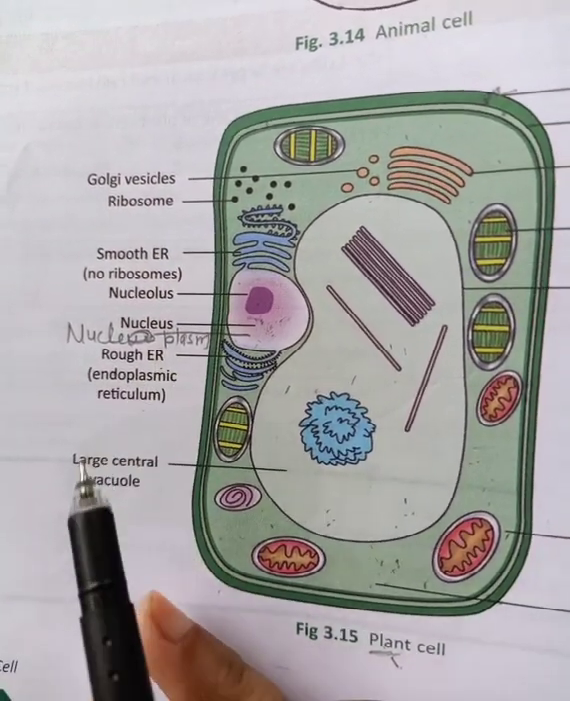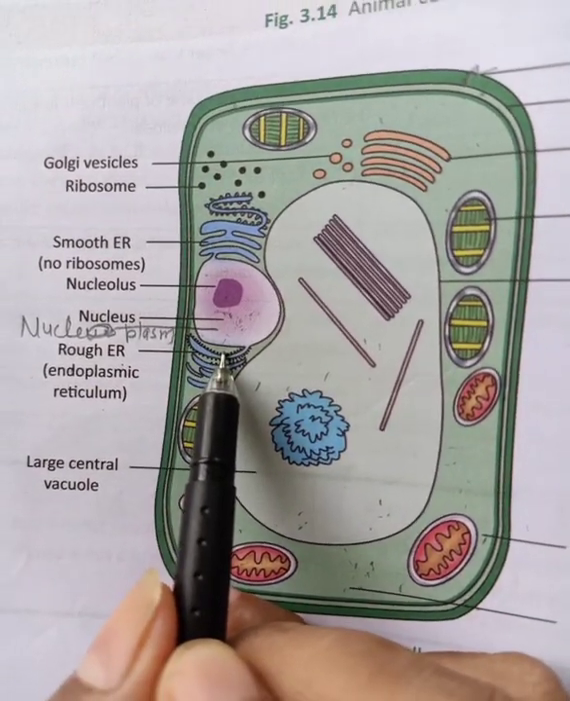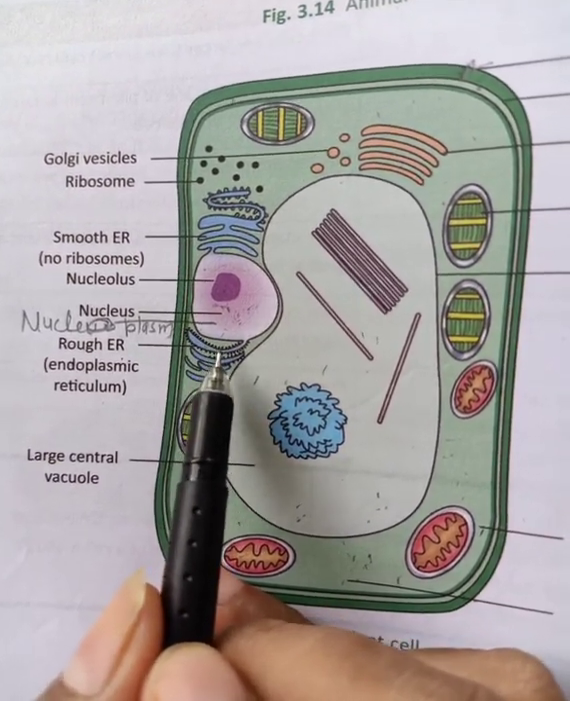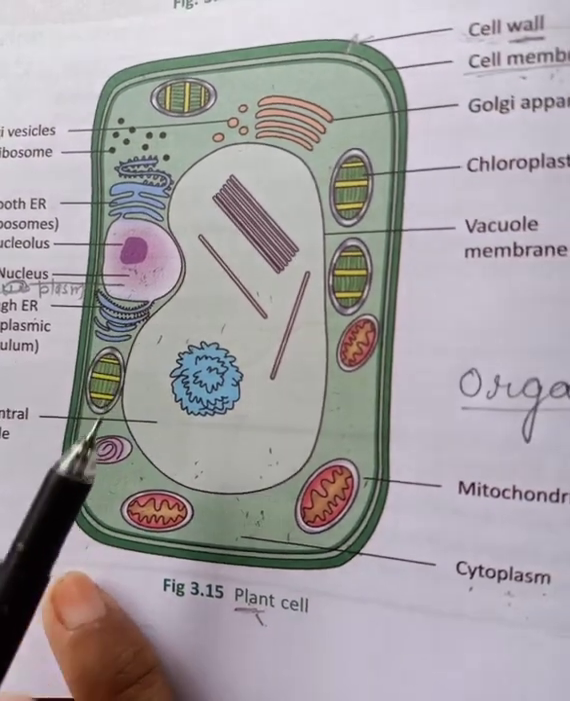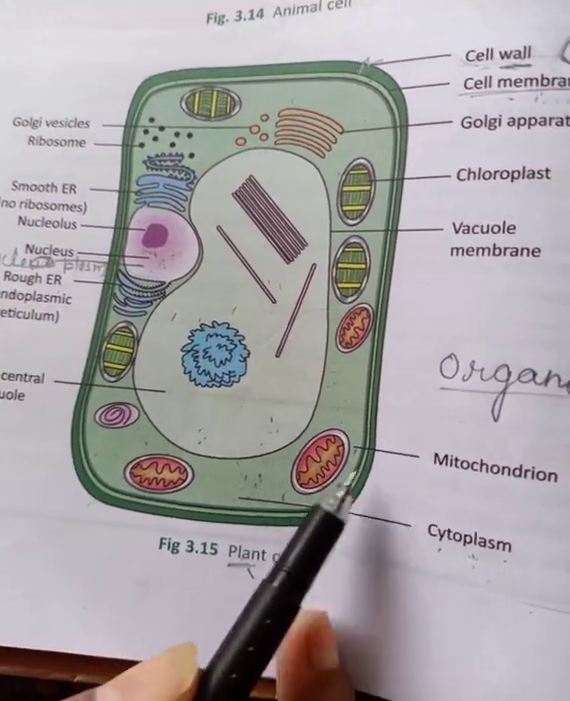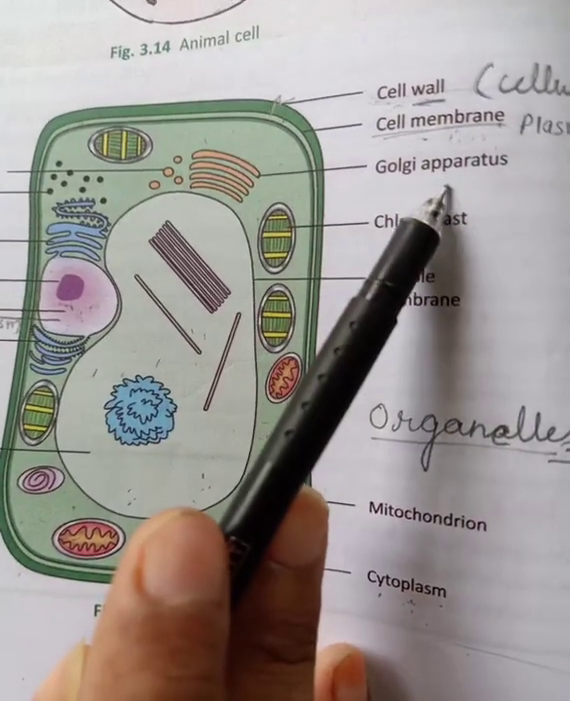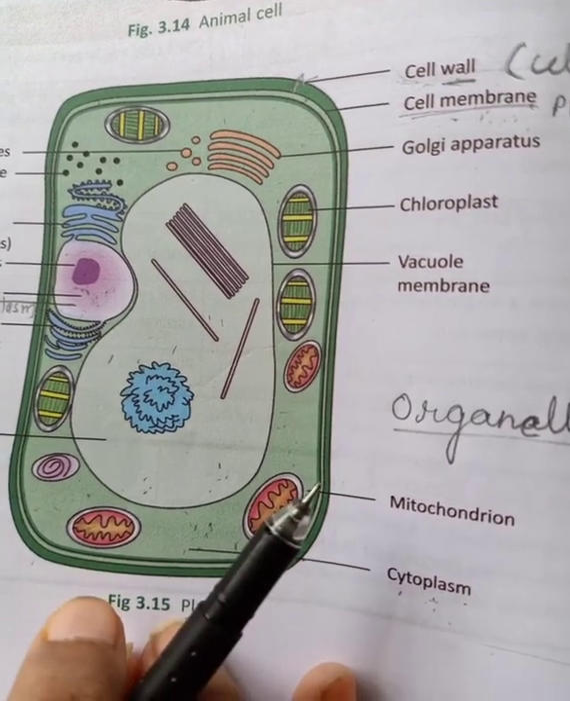Other than that, the cell organelle ribosomes are there. Those are present on the outer wall of the endoplasmic reticulum. Other than that, the cell organelles are mitochondria and Golgi bodies. So these are the organelles that we are going to take today.